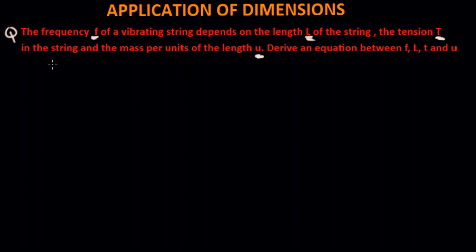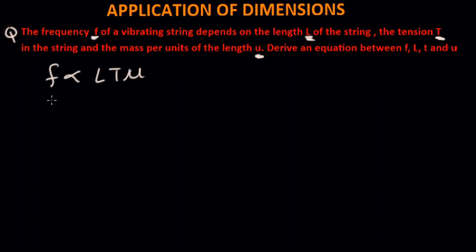So we have our relation, and then we are saying that F depends on L, T, and mu. So F is proportional to L, T, and then mu. So this is what the question is saying. It says that we should derive an equation between these four quantities.